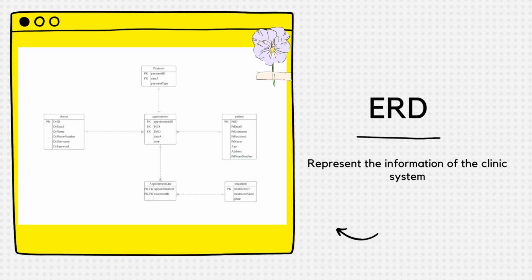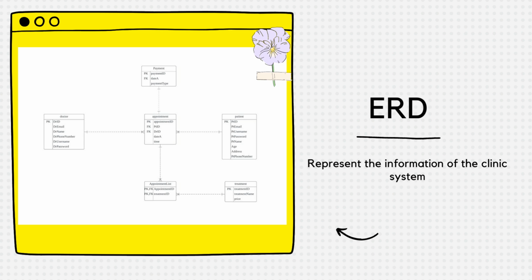Next is patient. The primary key is patient ID. For appointment list, the primary key and foreign key are both appointment ID and treatment ID. Next is treatment, where the treatment ID is the primary key. Lastly, we have payment, where the primary key is payment ID and the foreign key is date A.